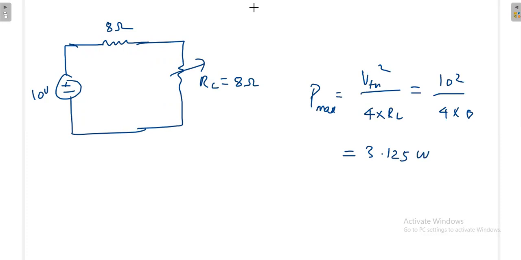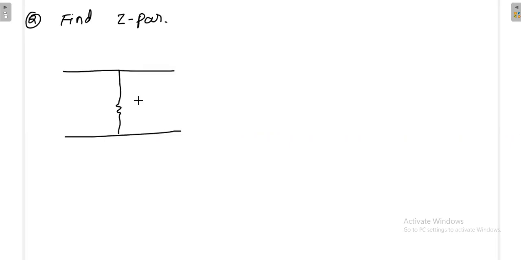Next we'll see some simple networks, but again the concept of simple networks will be useful to get the combination of bigger networks. So we'll see the parameters of some simple networks one by one. Find the Z parameter. Suppose the network is like this. Yes, sir, what is the answer, sir? Suppose this is 10 ohm. Somebody please tell me what the answer is. If the network is like this, tell me what is the Z parameter.